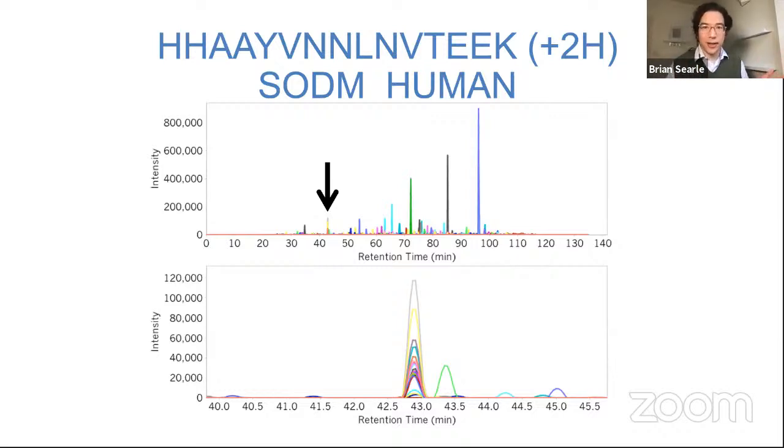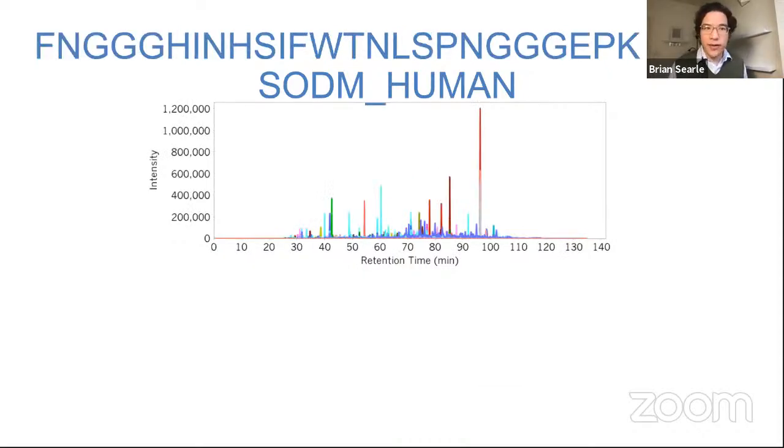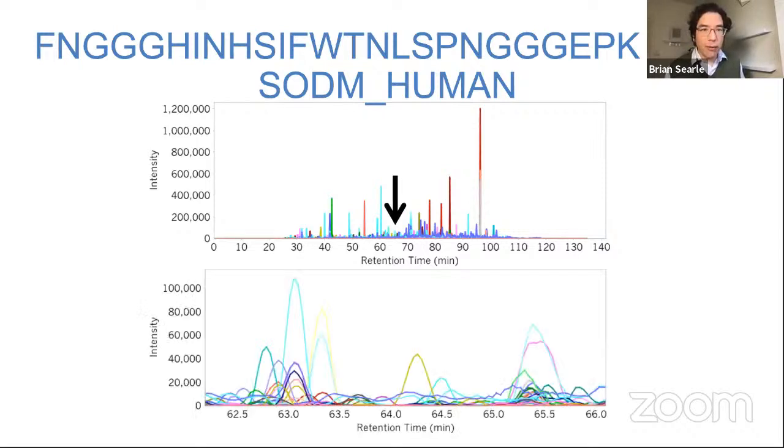Obviously, DIA works in this particular case. But let me show you this other peptide, this FNGG peptide. This is again from superoxide dismutase, exactly the same protein in exactly the same sample. So these should be equimolar in their abundance. They're on the same column at exactly the same amount. And again, where is that peptide? It's in this grass here. But when I show you the region around here, it's kind of complicated.